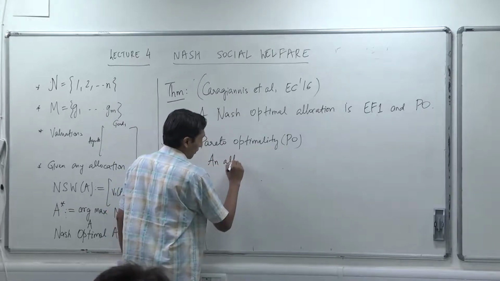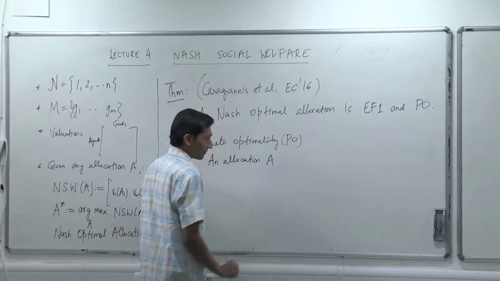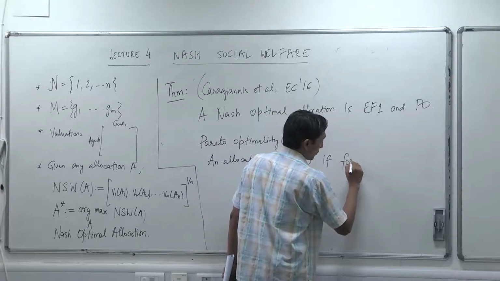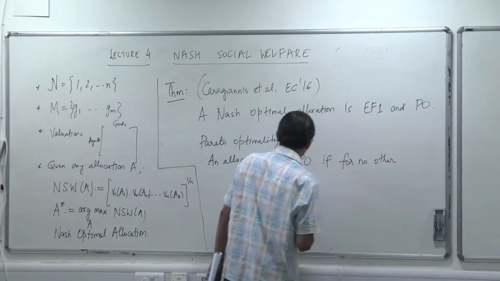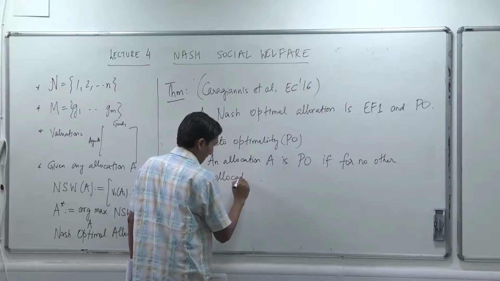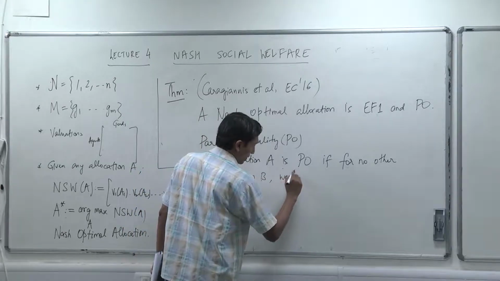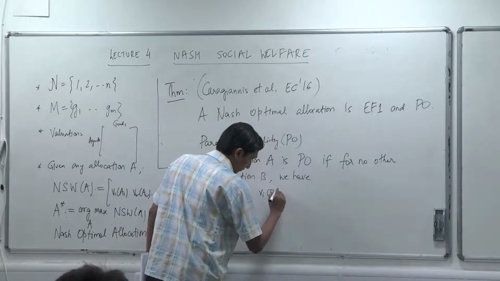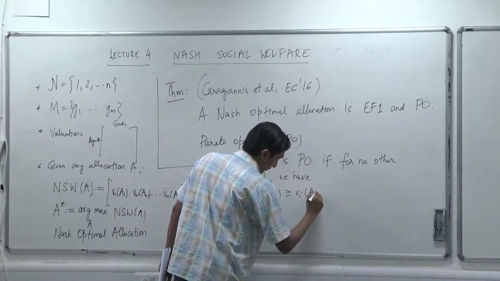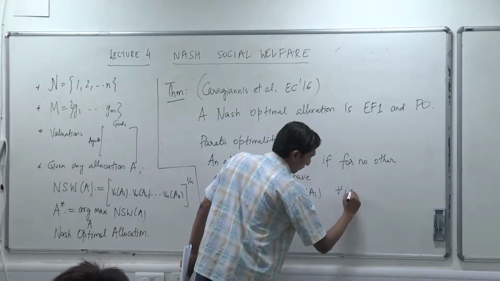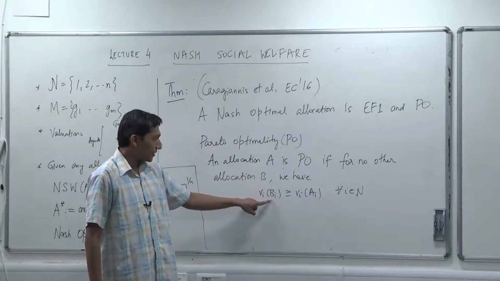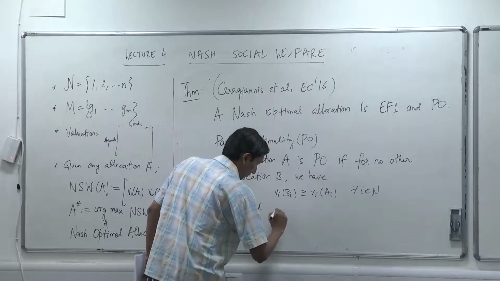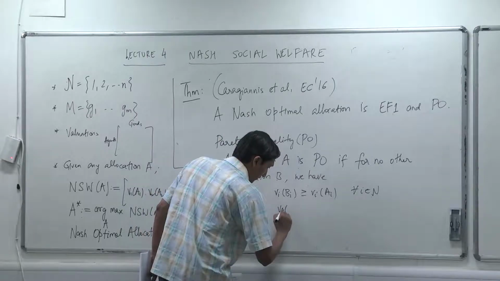An allocation A is Pareto optimal if for no other allocation B we have two things happening. The first thing is that every agent is happier in B than in A. We are saying that this should not happen. And some agent is strictly happier.